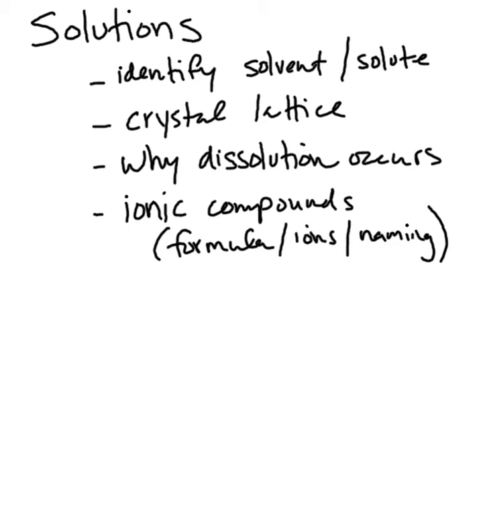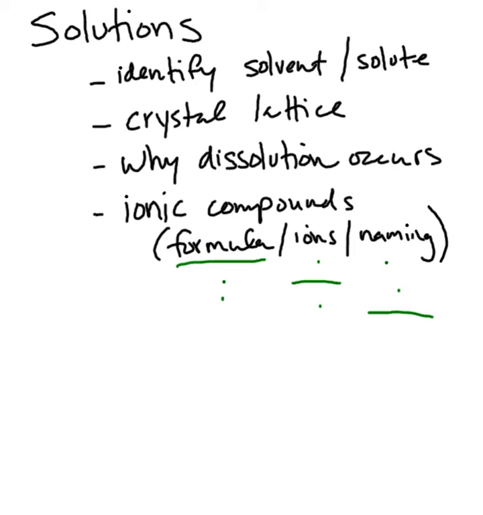And then lastly, ionic compounds, and in that process we'll talk about the formula, like how to write out the formula, how to get the ions from the formula, and how to get the name or the nomenclature of the compounds. At any point, if I give you one, you should be able to give me the other two. If I give you ions, you should be able to give me formula and name. And then if I give you the name, you should be able to give me the ions and the formula.